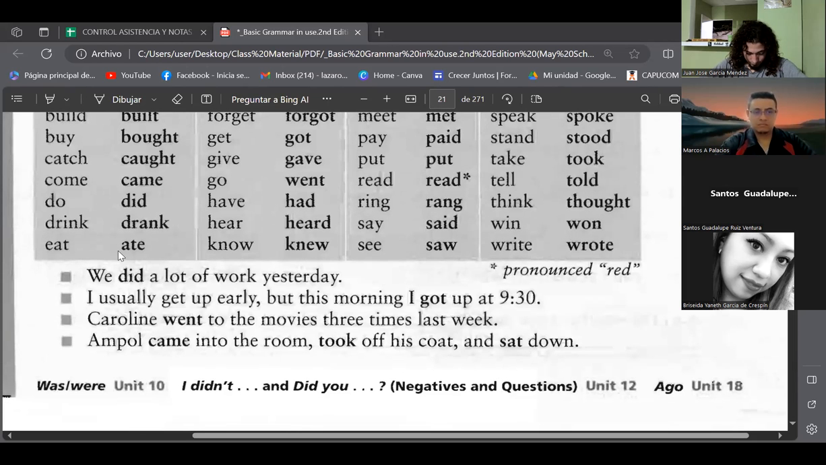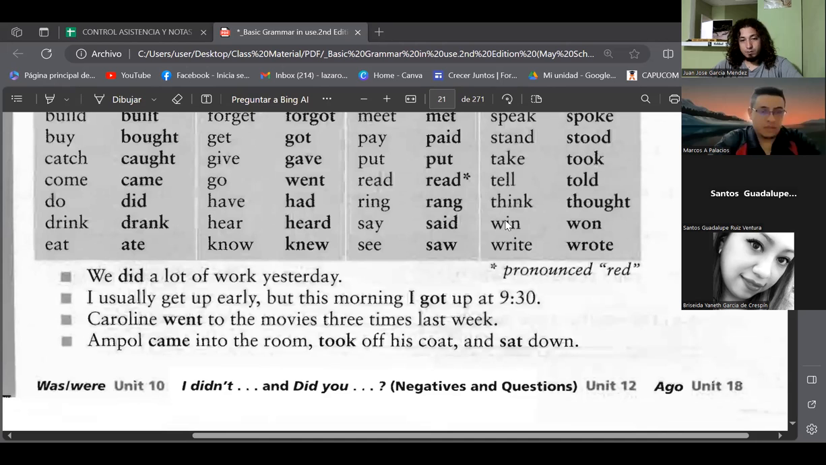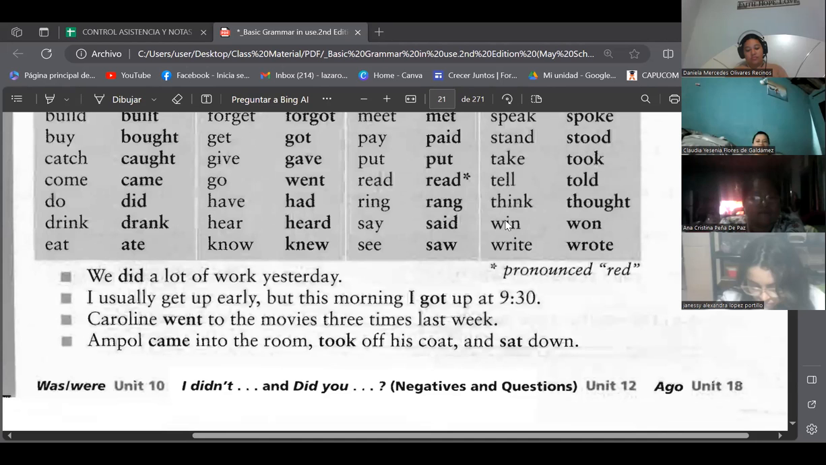Marcos, please read these examples. Thank you. Hello, Marcos. Do you hear me? I think I lost Marcos because he doesn't answer. Marcos, are you there? Yeah, I think we lost connection with him. Daniela? Thank you. Hello. Read the examples, please. Go ahead.